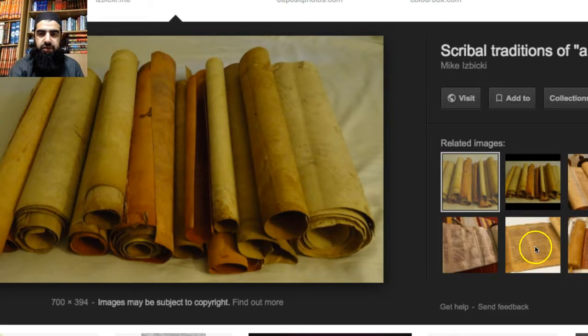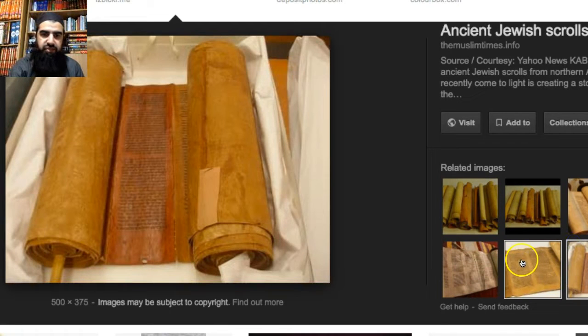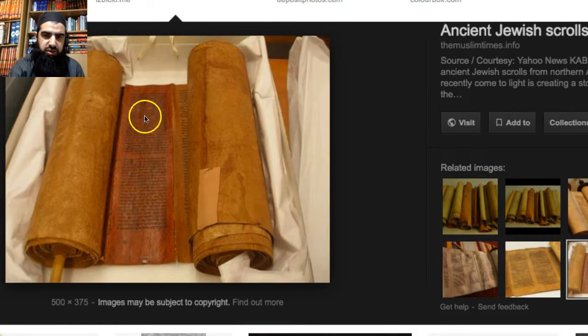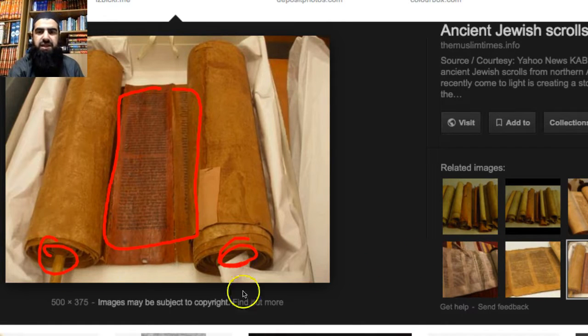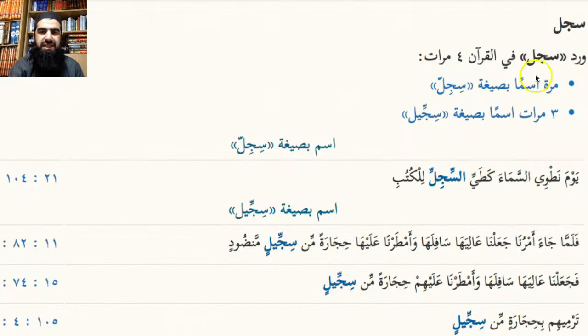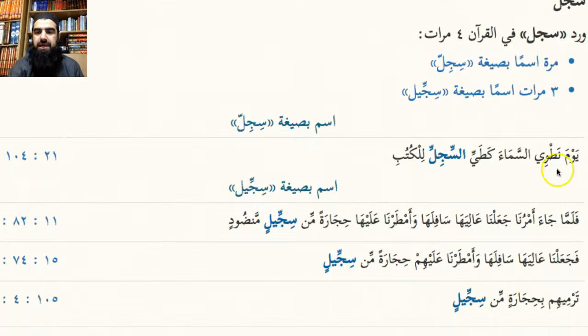So here are some images of scrolls, and you can see some writing there. I think this is some Jewish script. That is rolled up there, those scrolls, the Sijill. In the Quran, this appears 4 times, once with one form of the word, and 3 times with Sijill. For example, Allah says, "Yawma natwi as-samaa," remember the day when we will roll up the sky, "katayyi Sijill," like the rolling of the Sijill for books.